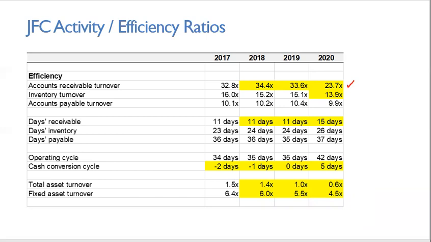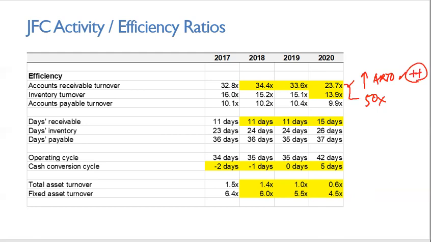So therefore, the higher the AR turnover, that's better. Right? Tama ba? Kasi imagine if your AR turnover is 50 times, ibig sabihin you're collecting faster. Kasi nauubos mo yung AR 50 times a year. Nakukollect mo yung AR 50 times a year.